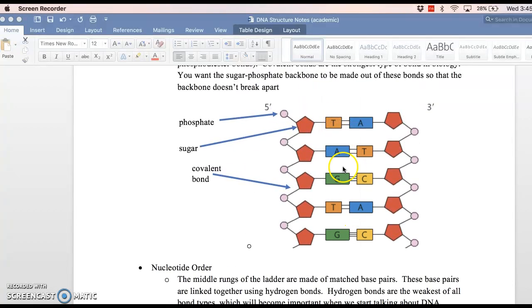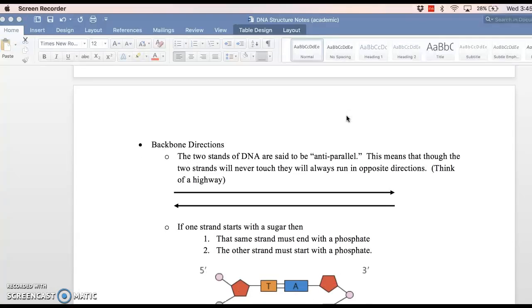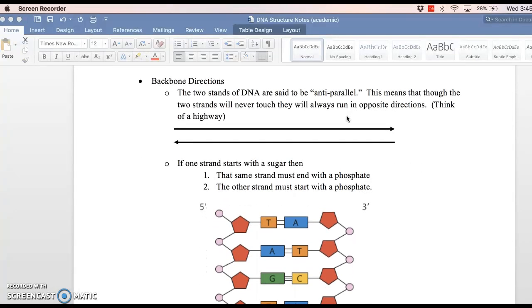This order determines how your proteins ultimately look, and we're going to come back to that concept in just a little bit later. So the very last thing that we need to talk about is the direction of our backbone. The two strands of DNA are said to be what's called anti-parallel. When you think of parallel in general, you think of two lines going in the same direction forever and ever and ever without crossing, which is sort of true. These two lines are always going to run opposite of each other without ever touching, but they don't run in the same direction.